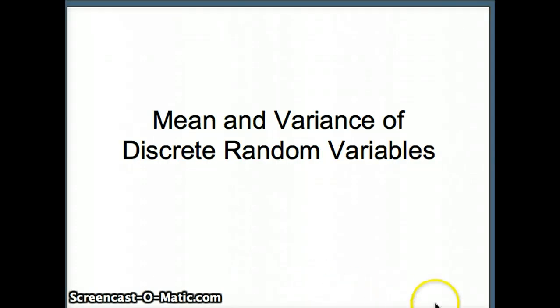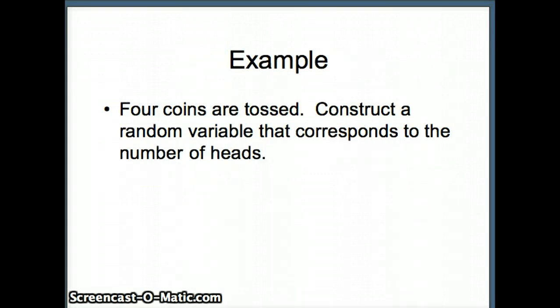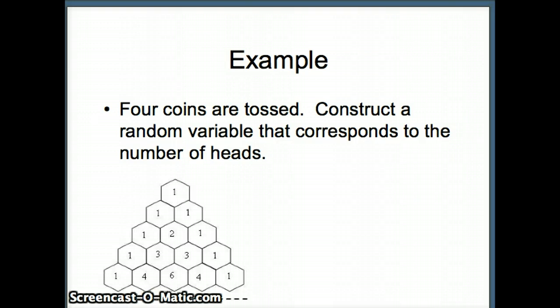This presentation examines the mean and variance of discrete random variables. Our definition is that a discrete random variable will have numerical outcomes, and each outcome will have an associated probability. For example, if you toss 4 coins and count the number of heads, you could have 0 heads, 1 head, 2 heads, 3 heads, or 4 heads, and each one of those will have a probability.